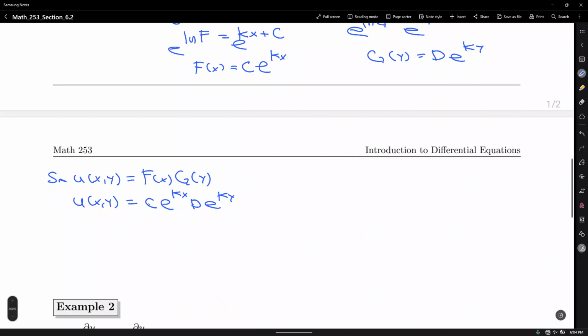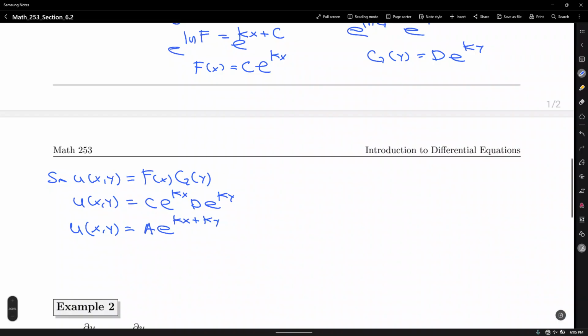So number one, this constant c times that constant d, call it another constant, okay? I'm going to use the letter a, by the way. u(x, y) equals a e^(kx + ky). So that's actually, guys, the general solution. And yes, even though it's not the traditional separation of variables, the solution to the equation looks like that, right? It's just some exponential term. That's all it is, right?